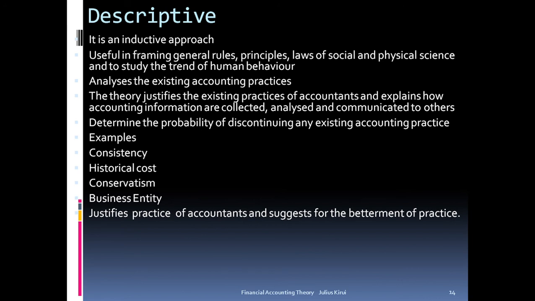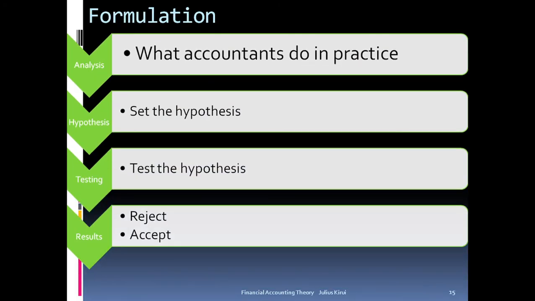So why is it important to do this? The need justifies practice of accountants and suggests for betterment of the practice. So descriptive approach will always justify why we need accountants and how to better the practice of accountancy. It is a practical approach and simple and easy to understand. So this approach is very easy to understand. Now have this in mind. You need to be very careful.